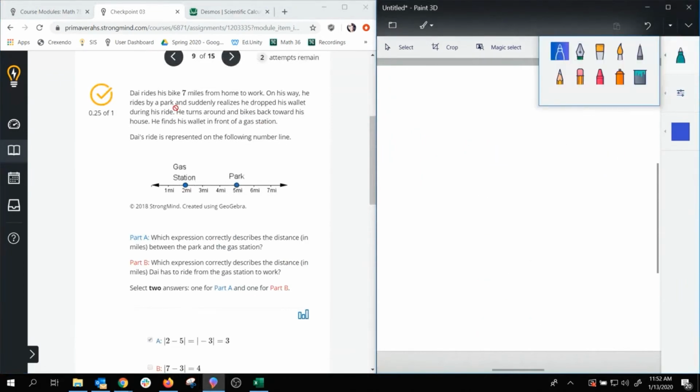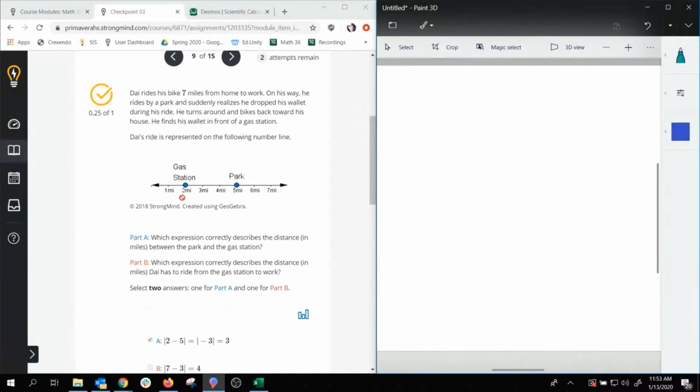All right. Says that I think it's Di or Day. I think it's Di. Di rides his bike 7 miles from home to work. On his way, he rides by a park and suddenly realizes he dropped his wallet during his ride. He turns around and bikes towards his house. He finds his wallet in front of the gas station. Dai's ride is represented on the following number line.